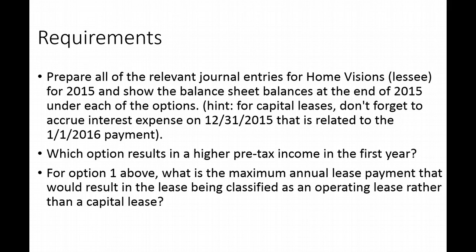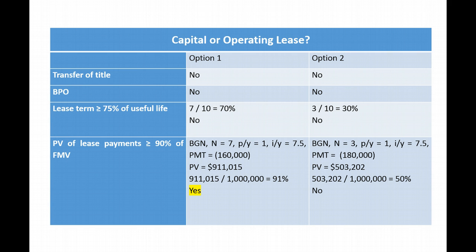Okay, so here's what I came up with in terms of answering the questions. So option number 1, that's the 7-year lease option. First of all, there is no mention of transferring of any title for either one of these. There's no mention of a bargain purchase option. In fact, there's no mention of an option to buy the asset at the end of the lease term at all. And option number 1 is a 7-year lease.